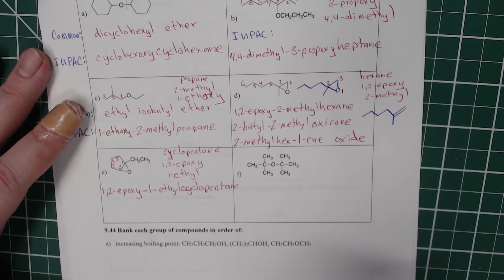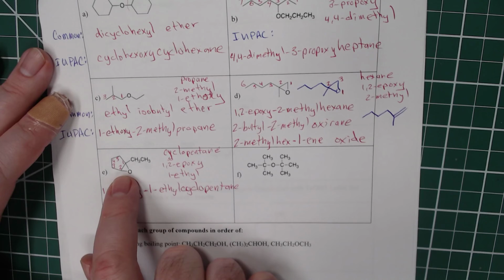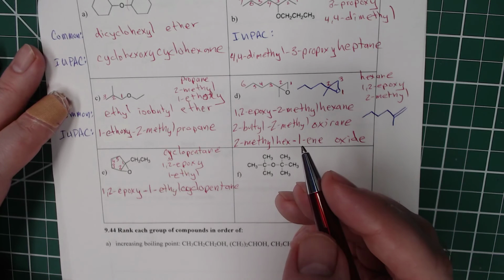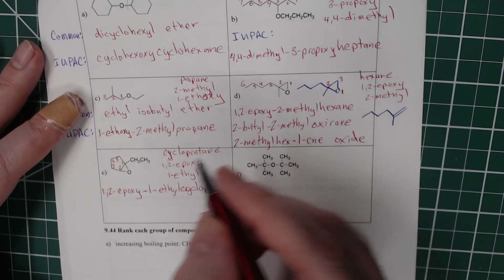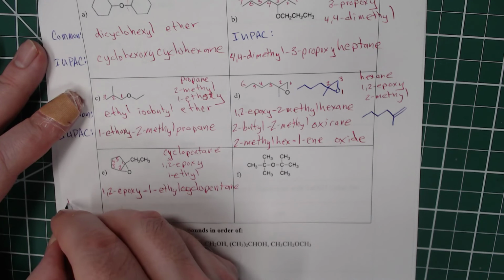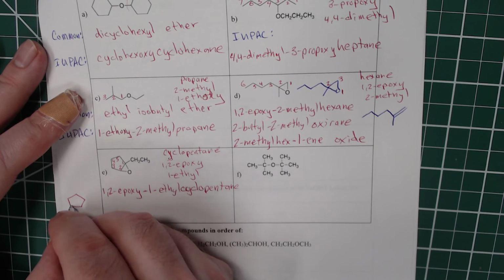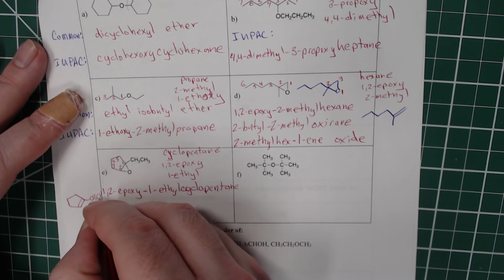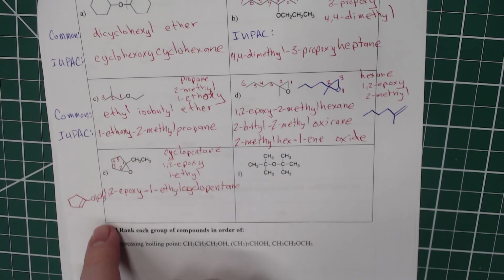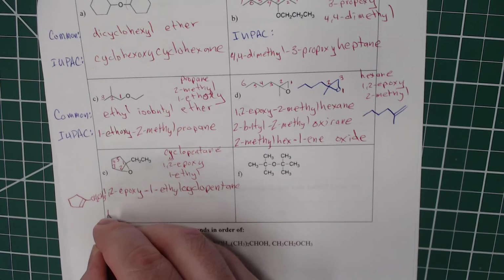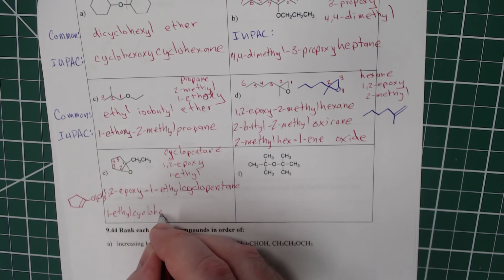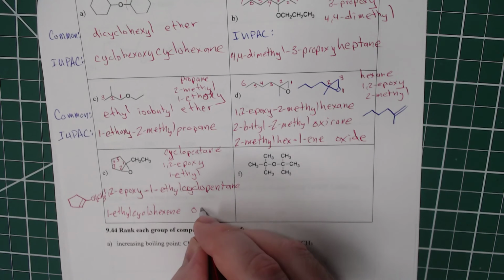All right, and as I mentioned, you can't really name this as an oxirane because we've got this bonded here. It gets really difficult if you try to do it that way. We could name it as an alkene that got oxidized. So this is 1-ethyl cyclohexene. So 1-ethyl cyclohexene oxide.